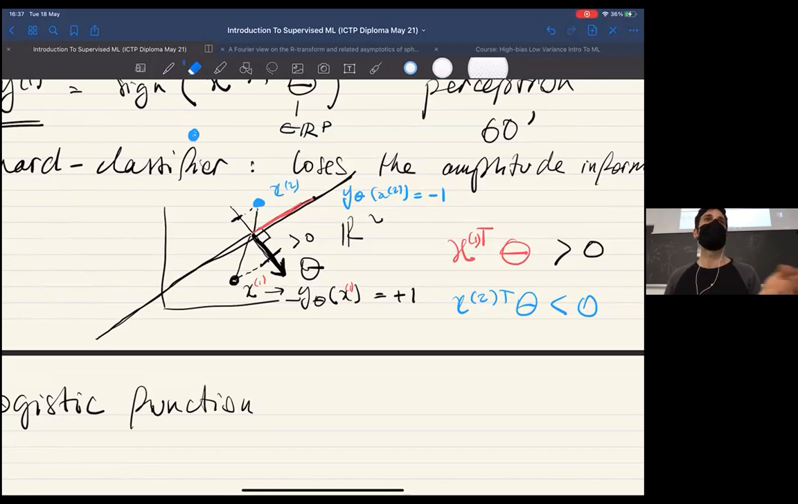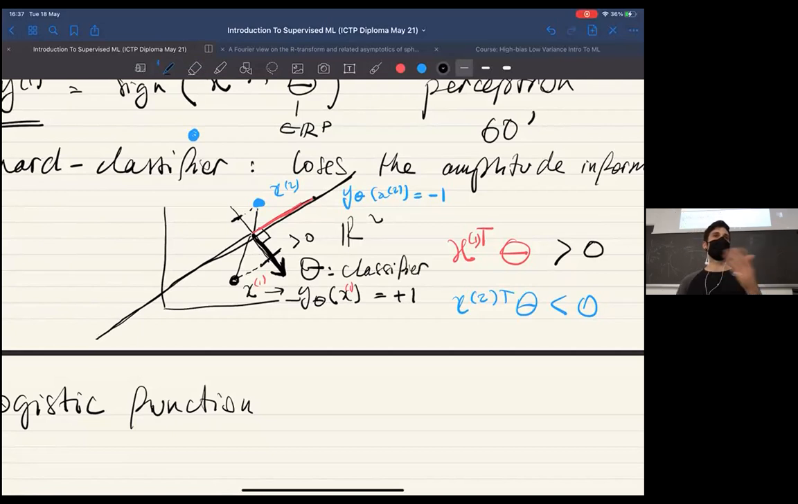If instead you have 2 and 3 instead of -1 and 1, for example. The classifier is this vector theta. So what you're saying is, if the labels are not binary, -1 and 1, but let's say -7 and 5, then it doesn't work anymore. Okay.